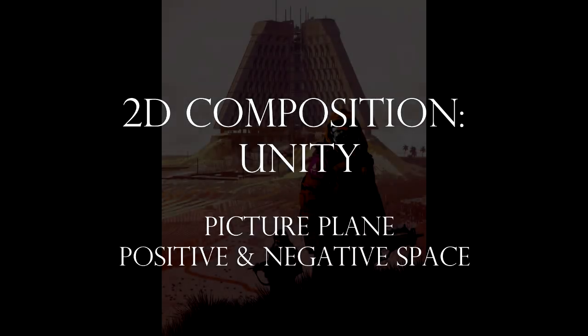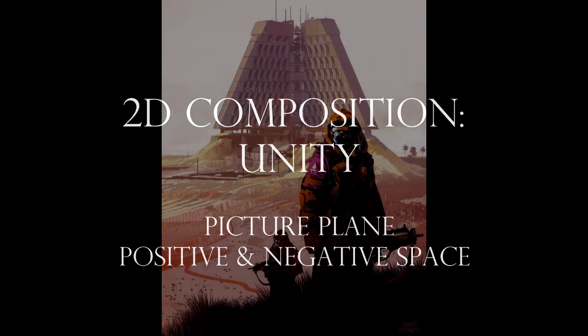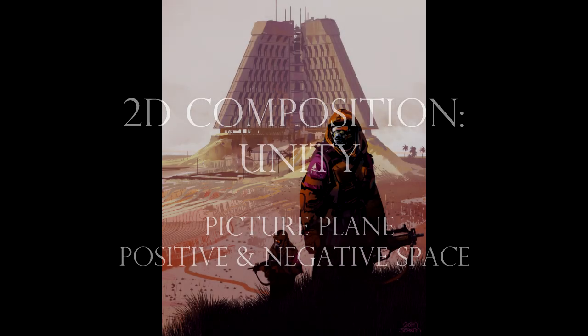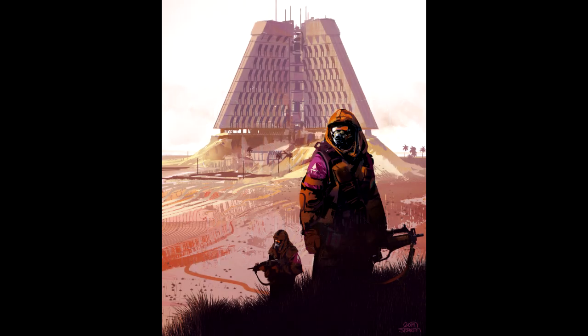So we're going to look at this painting by Sparth. Now, Sparth is a concept artist, game designer, artist, and Sparth makes awesome compositions. So what we're really looking at here to start with is what's called positive and negative shape relationships. So the positive shape is everything that's a thing, and the negative space is what's left over.